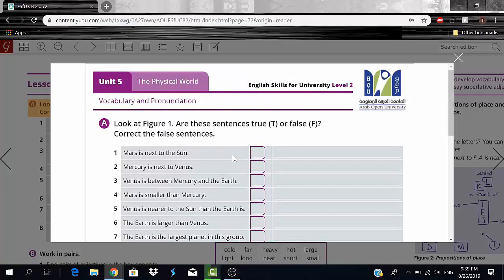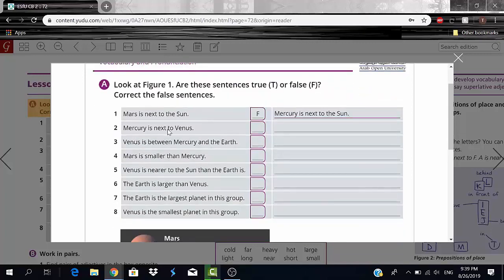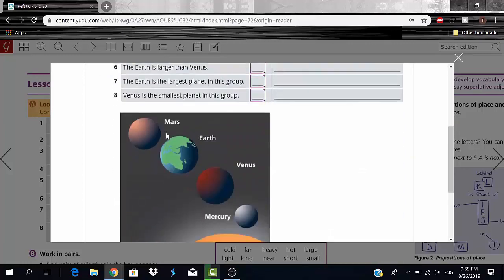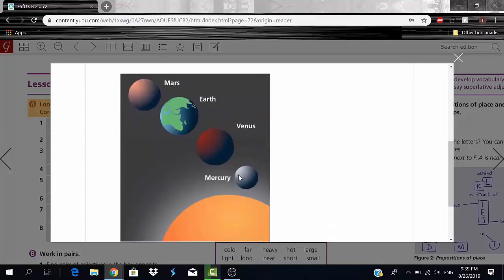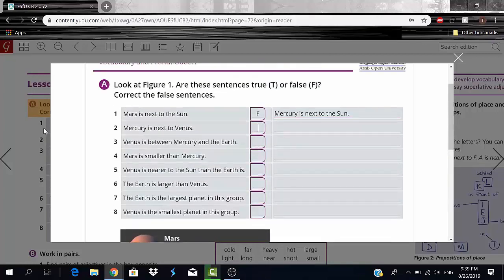So Mars is next to the Sun will be false. Okay, F. And now we gotta correct it, right? We gotta write the correct sentence. So what we're gonna say is Mercury is next to the Sun. Okay, you guys? So Mercury is next to the Sun. Now let's go to number 2. Mercury is next to Venus. Let's take a look. Where's Mercury? It's right here, and it is correct. It's next to Venus. That's correct. So we'll just write a T here.